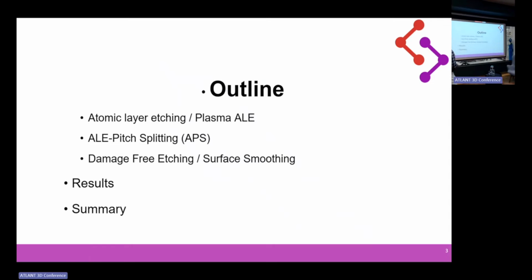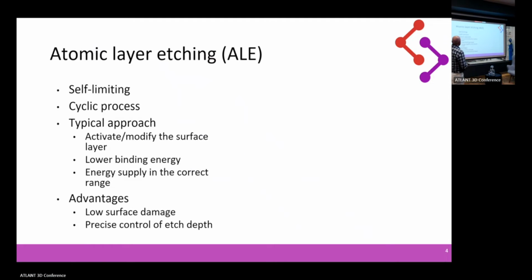So, the outline: I'm going to discuss atomic layer etching, and then how, during that atomic layer etching processing, we split the pattern. This is our trademark, ALE pitch splitting, and this process is damage-free, even smoothening the surface of the material. Then we have some results and a summary. So let's start with atomic layer etching.